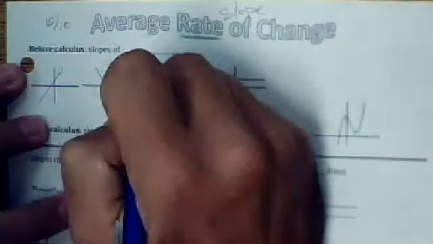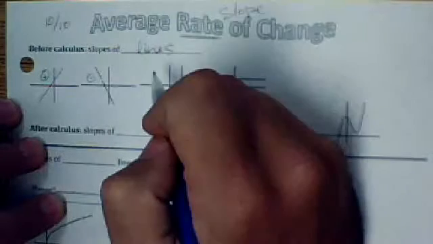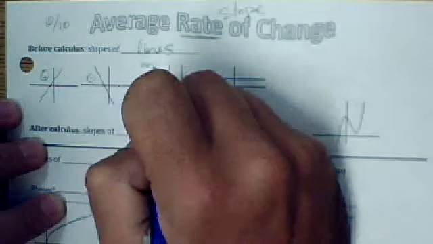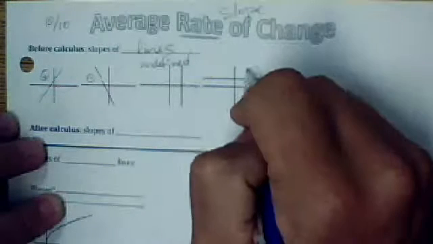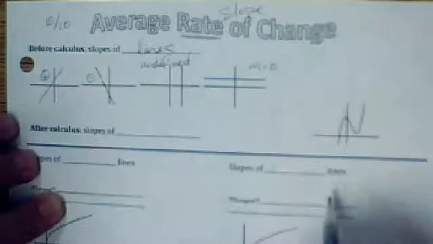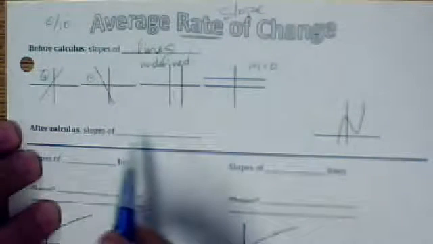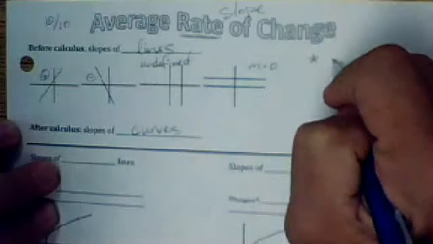So before calculus we were finding slopes of lines. So here you've got a positive slope, here you've got a negative slope. Here, because this is vertical, my slope is undefined. And then here, because it's horizontal, my slope is 0. But after calculus, we're going to start finding slopes of curves. Now, one thing we know about slope, or an average rate of change, is that the average rate of change is always constant.